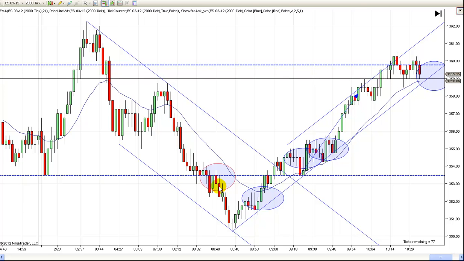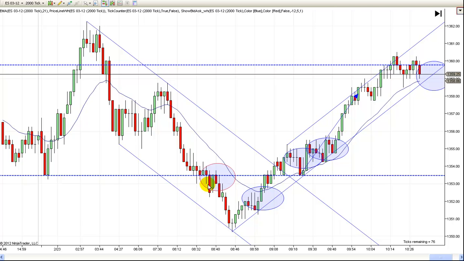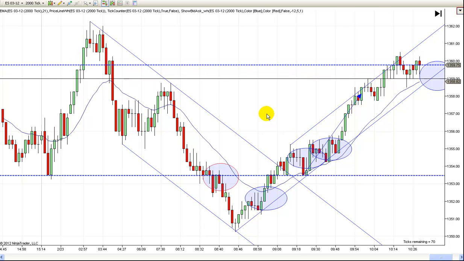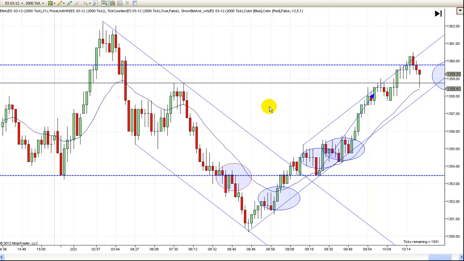What I would have done, I'm hesitant to say this because next thing you know, people will be trying this and then they'll be crying that, hey, I had a loser. I was on the right side. I just didn't get enough room, and then I reversed, and I should have stayed with the original trade. But I'm just going to tell you what I would have done. But again, I'm very hesitant to do this.